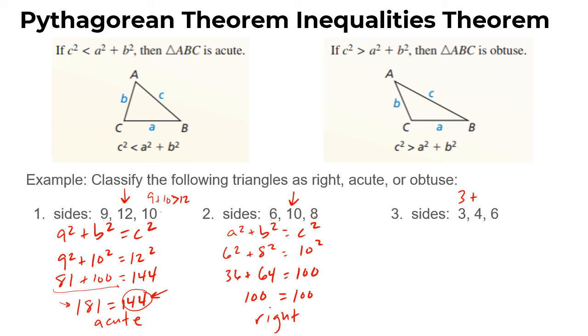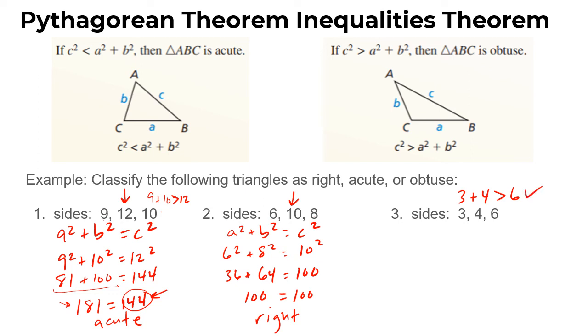So if we take this one, for instance, 3 plus 4 is 7, which is greater than 6. Again, 6 and 4 is greater than 3. And 3 plus 6 is greater than 4. So this does work out to be a triangle.